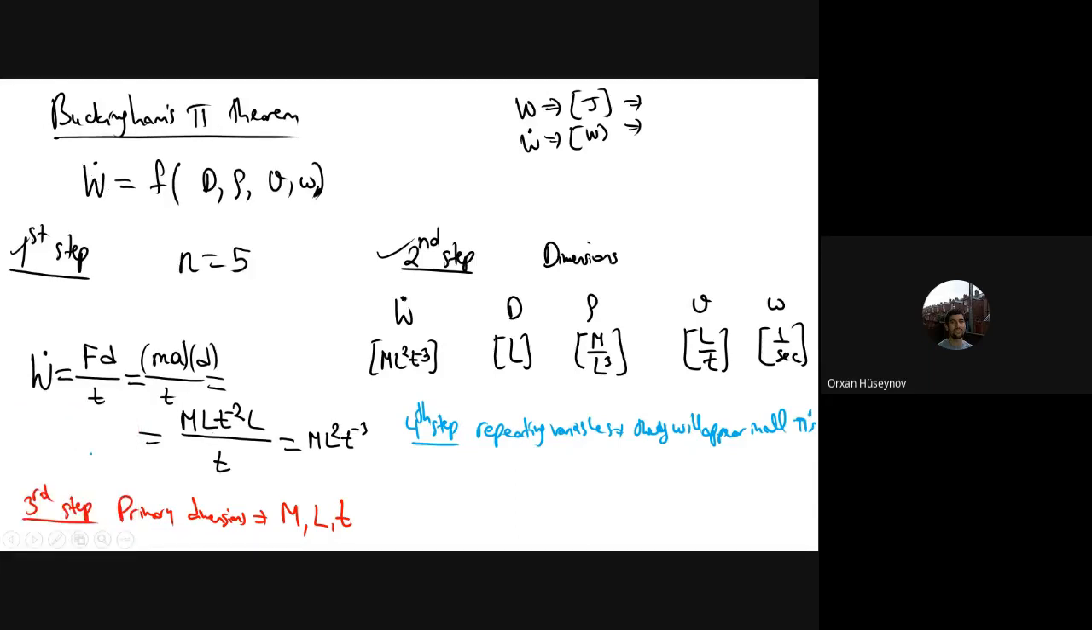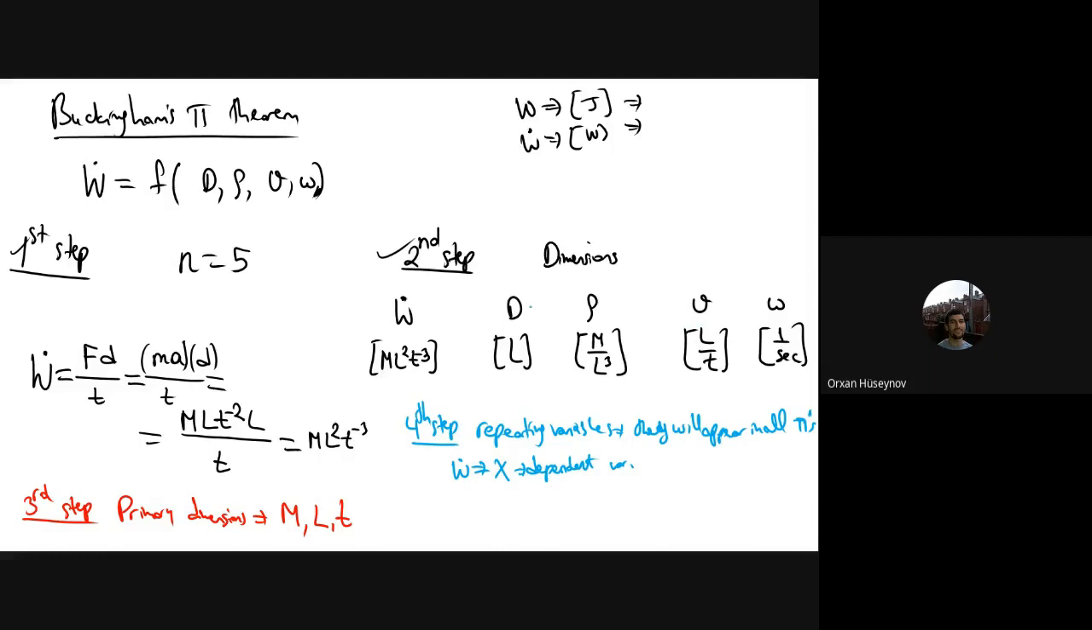If you remember the guidelines, the rules, you cannot select the dependent variable. So you cannot select W dot, because it is the dependent variable. It depends on the diameter, density, velocity, and omega. Therefore, it is the dependent variable. For the rest of the values, you have to select from omega, V, rho, and D. From these 4 values, you have to select.